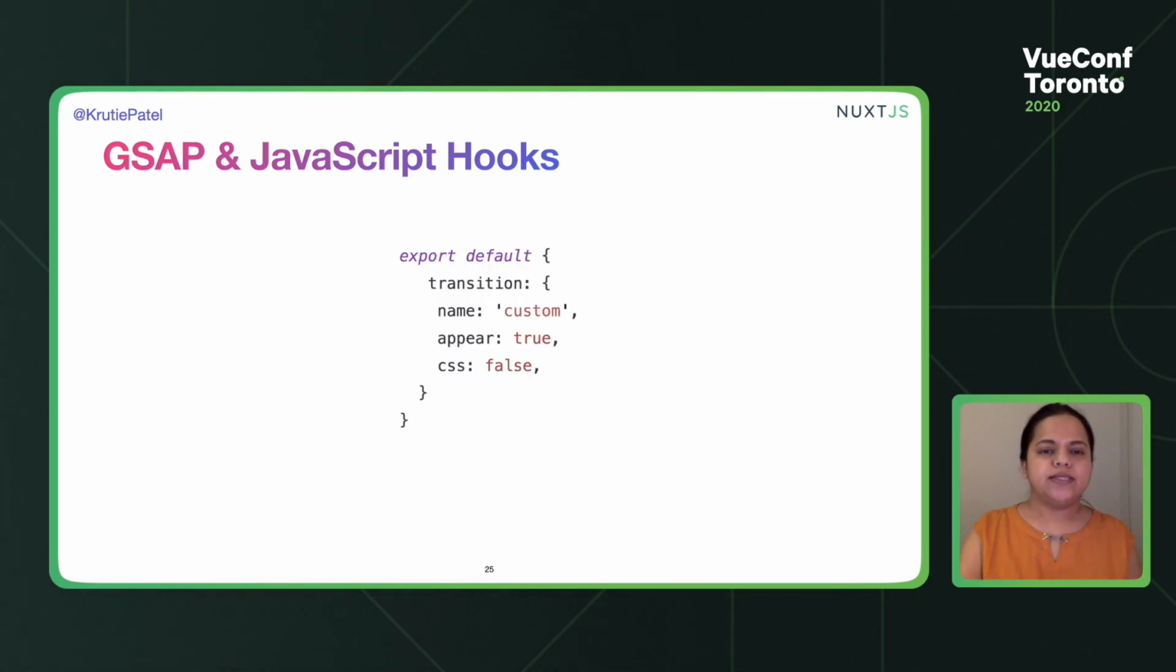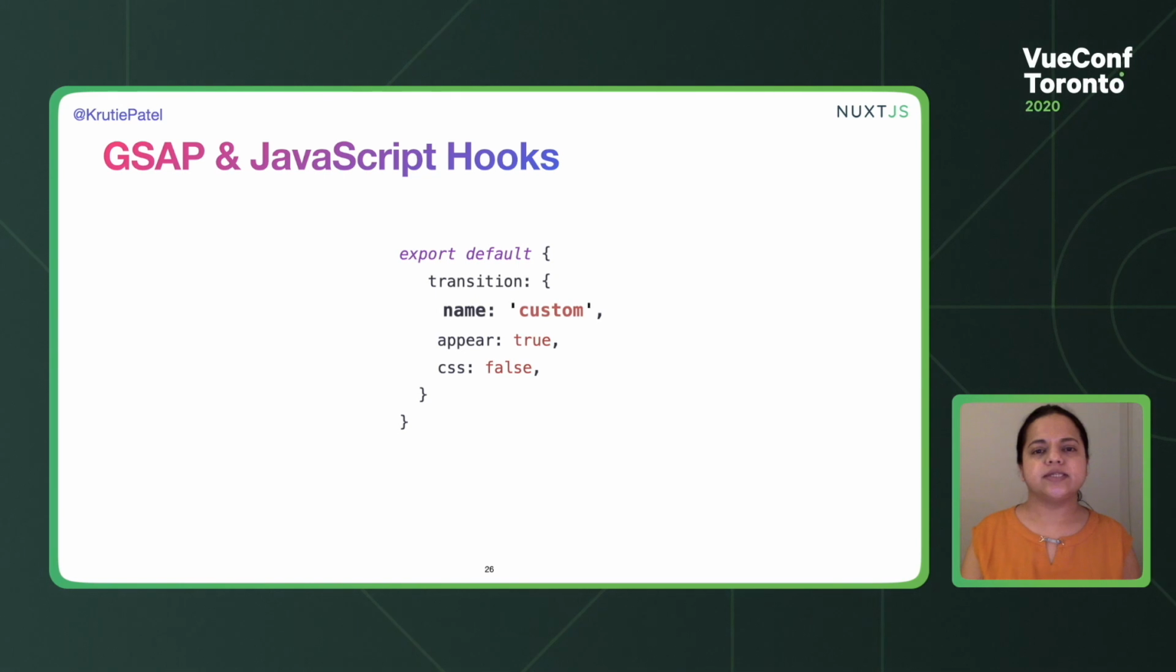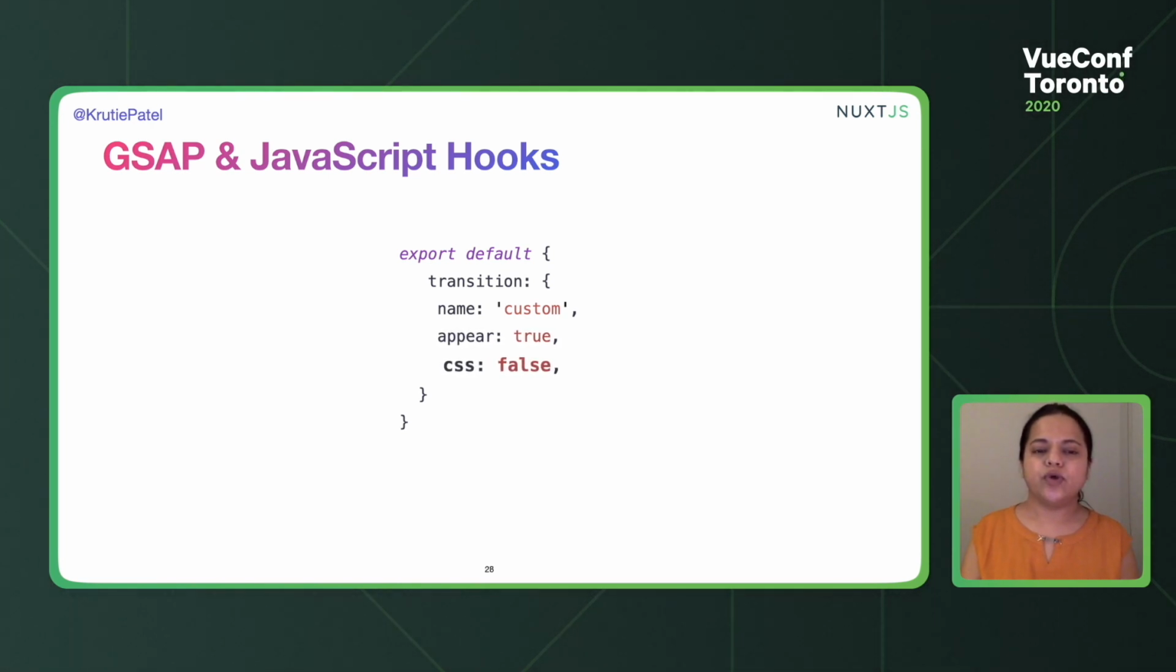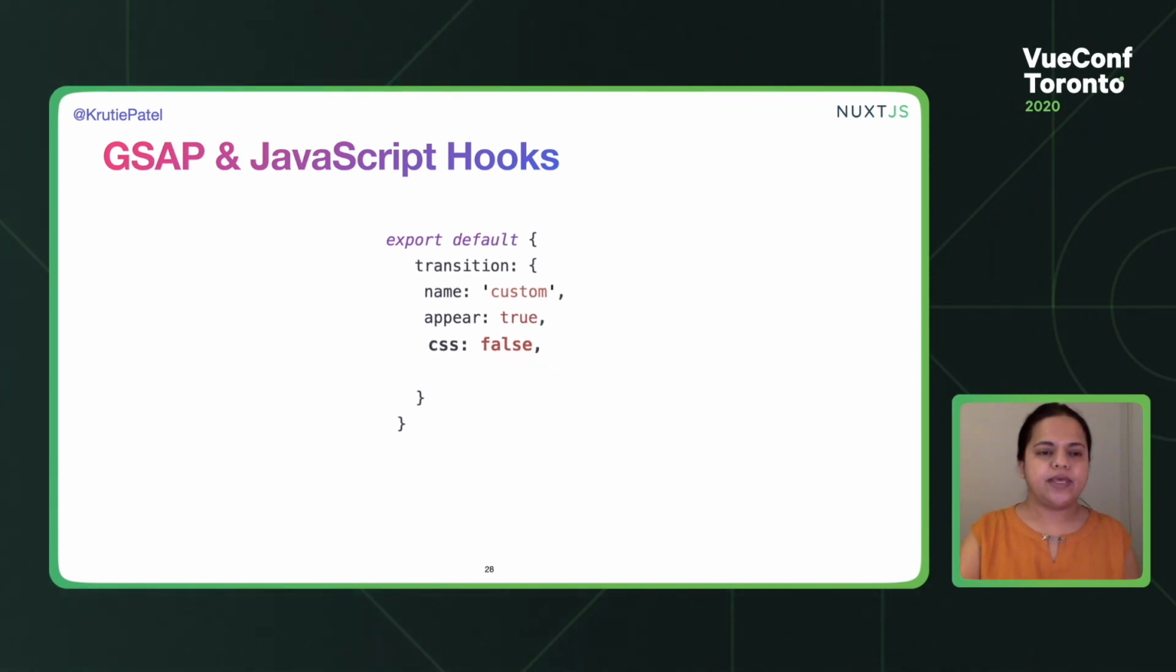So in this instance, we will use transition as an object. We will give it a custom name, and we will set appear to true so that we can apply this transition on initial render of the page. And we will set CSS to false because we want to use GSAP animation library.